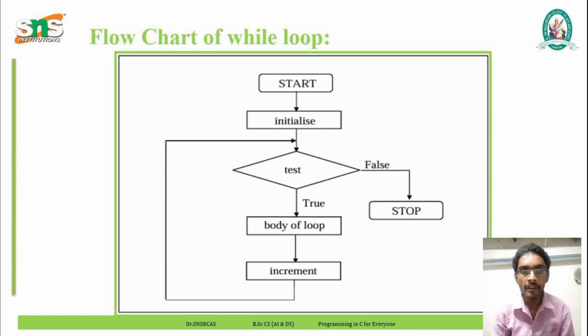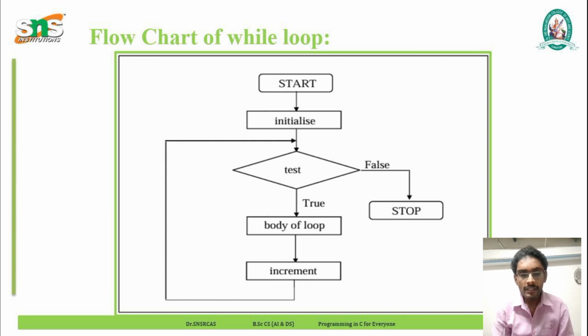Coming to the flowchart of while loop, how the while loop executes is described in this flowchart. Here there is an initialization value for initiating the condition variable. Then the condition is tested. If the condition is true, it gets into the body of the loop, the segment of code which is inside the braces. If the condition is false, the control goes out of the while loop segment.